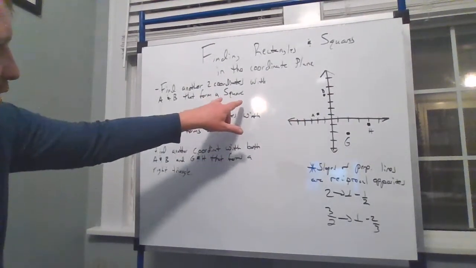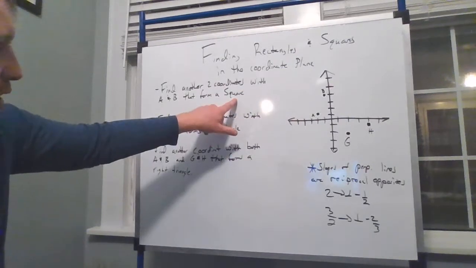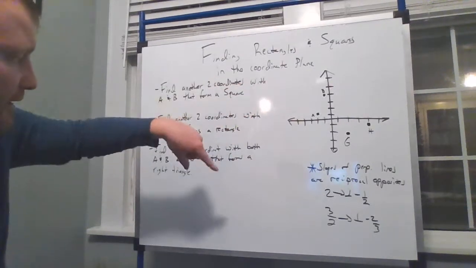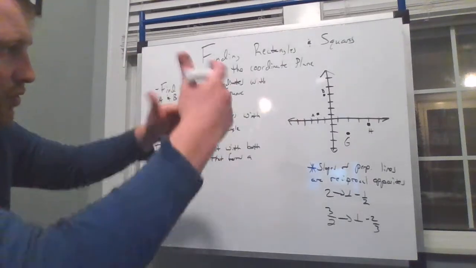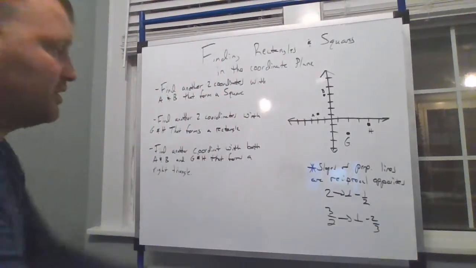First things first, we got two different things here. We got similar but different because one's a square, one's a rectangle. Square, we know all sides are the exact same length, and rectangle, we know that there are two lengths that are the same on those ones. So let's do A and B first.